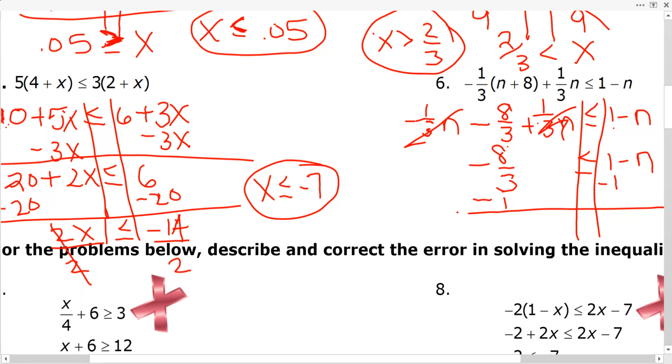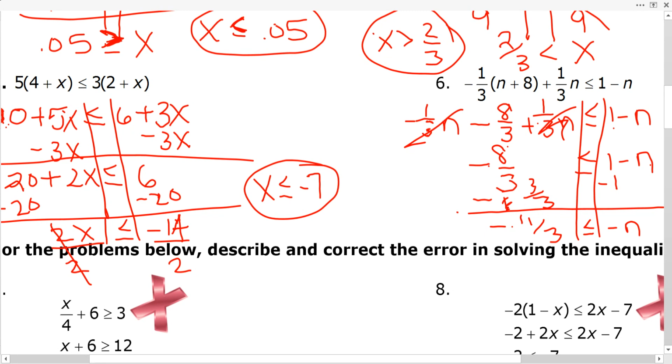So if I have 8/3 and I'm subtracting 1, remember that on the right-hand side this negative sign goes with the n, it does not go with the 1. So I'm subtracting 1, not adding 1. And if I have a 1 over here, I'm going to change this to 3/3. So I have a negative 8/3 and a negative 3/3. That makes a negative 11/3, which is less than or equal to negative n.